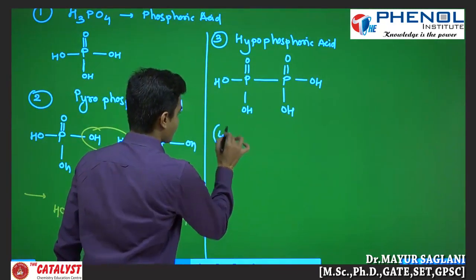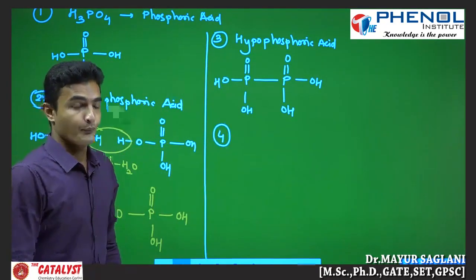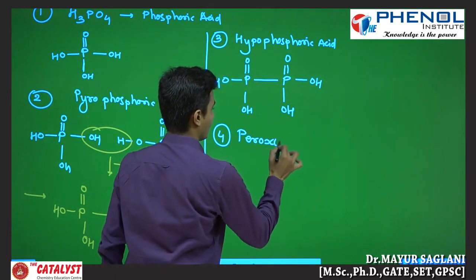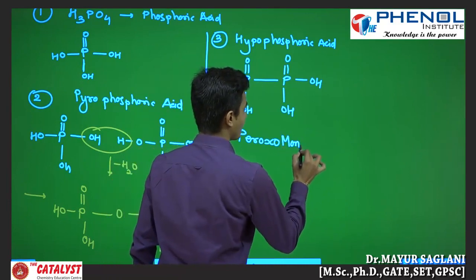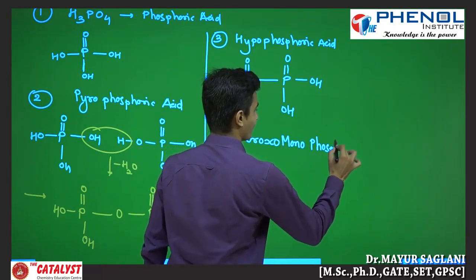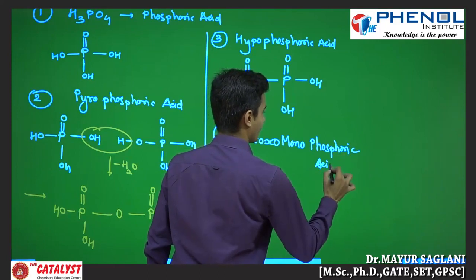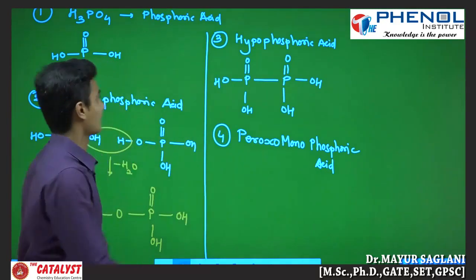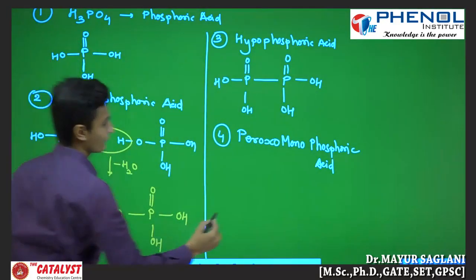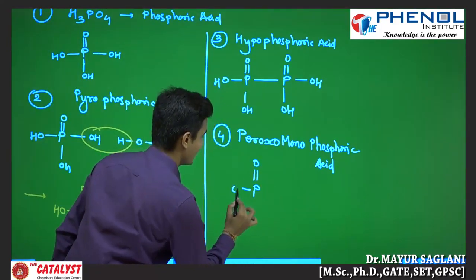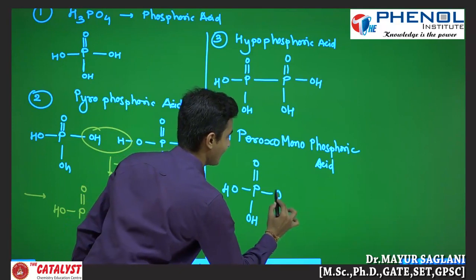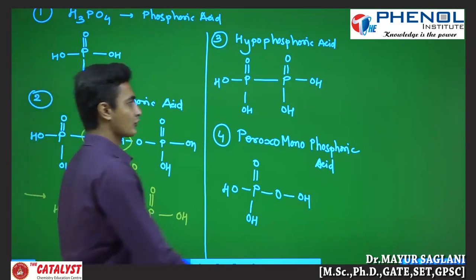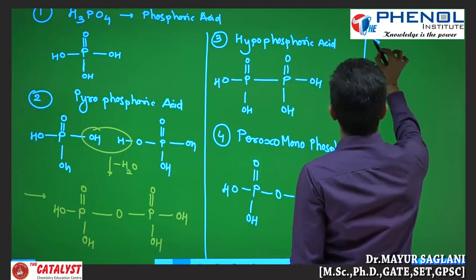Okay, fine. If someone asks me to write peroxomonophosphoric acid, mono means one phosphoric acid unit in which a peroxy linkage is present. So I'll take this structure now. P double bond O, I'll write OH, I'll write OH, but instead of one OH, I will write OOH, which is what is called the peroxy linkage. This is the structure of peroxo monophosphoric acid. Easy one.